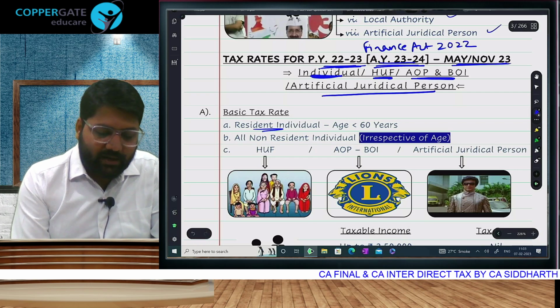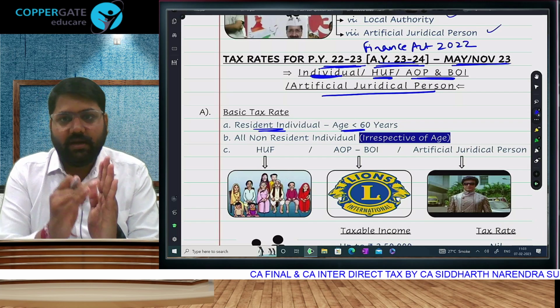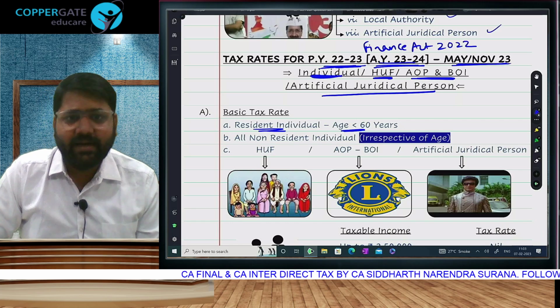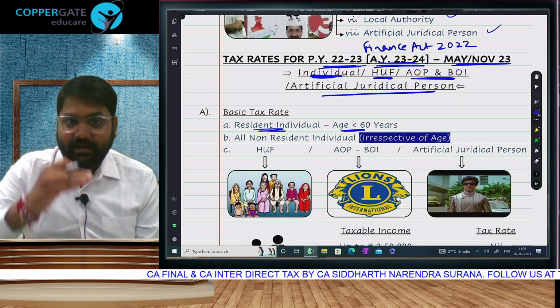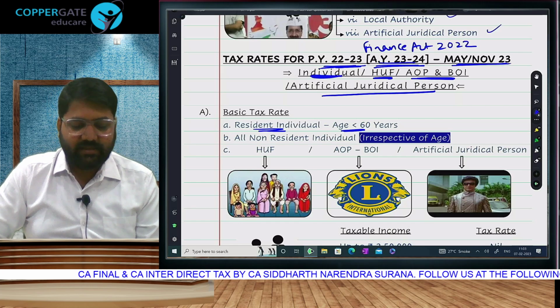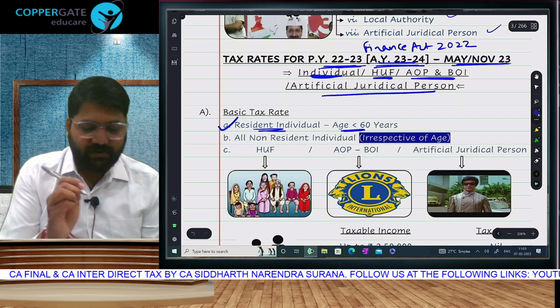Firstly, if you are a resident individual less than 60 years, because as we are aware, greater than or equal to 60 falls in senior citizen up to 79, and greater than or equal to 80 falls in super senior citizen, that is 80 and above. So anybody less than 60 years, these rates will be applicable.